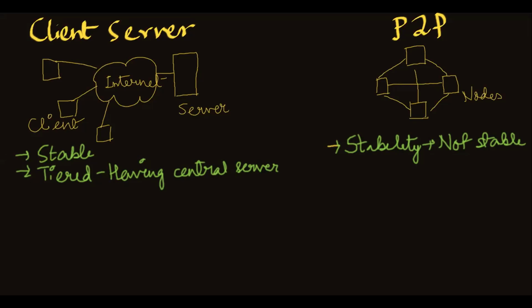But P2P is not tiered, so no server is there. If one node, suppose this node, is not working perfectly, data sharing will be a little bit difficult because the data gets passed through every node. So this is also one disadvantage.